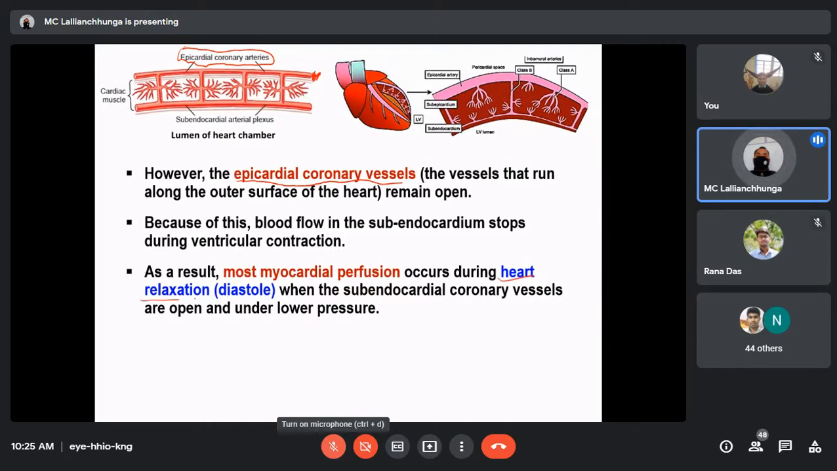Heart relaxation: the subendocardial coronary vessels are open and under low pressure. The outer portion will still have blood supply because the epicardial coronary vessels are not compressed. But in most of the myocardium during systole, blood supply will not be there because of the compression of the subendocardial arterial vessels. They are compressed, so blood cannot enter the tissue of the heart.